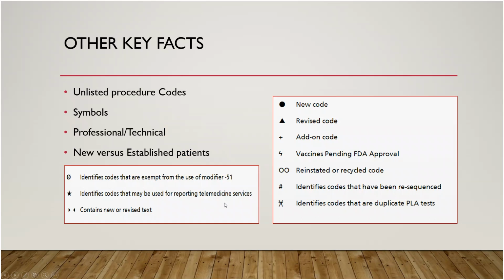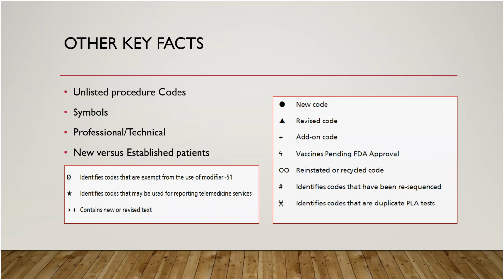Other key facts that we have. So we have unlisted procedure codes. If we don't have a specific code that meets the code description given, we're going to use that unlisted code description.